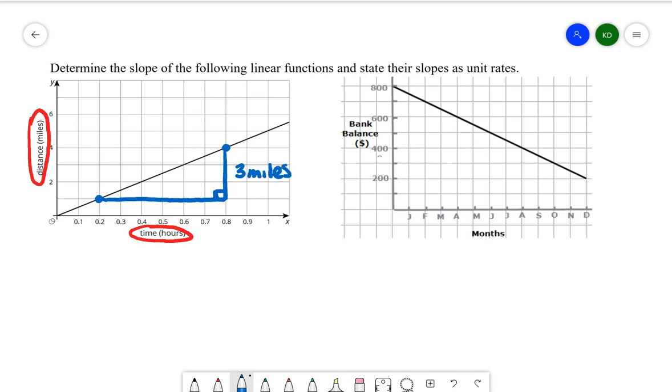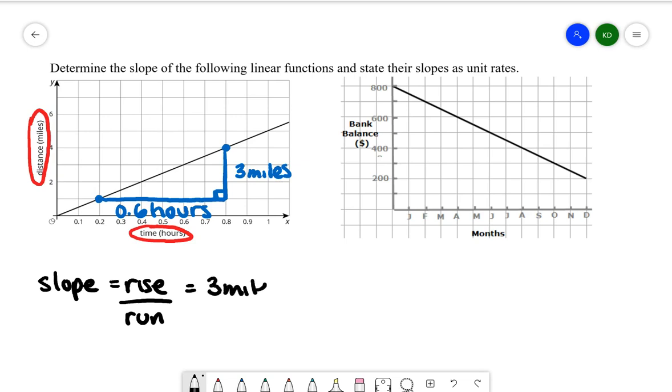And the run, we're looking at hours. So we're going from point 2 to point 8. So this run would be 0.6 hours. I'm purposely including my units here. So when I think about slope being rise over run, the rise of this graph is equal to 3 miles. The run of the graph is 0.6 hours. What we want to do is divide those two numbers. When we divide them, what we get is 5. And here we're going to get our unit rate. This means that we're going to travel 5 miles per 1 hour. And there is my unit rate.